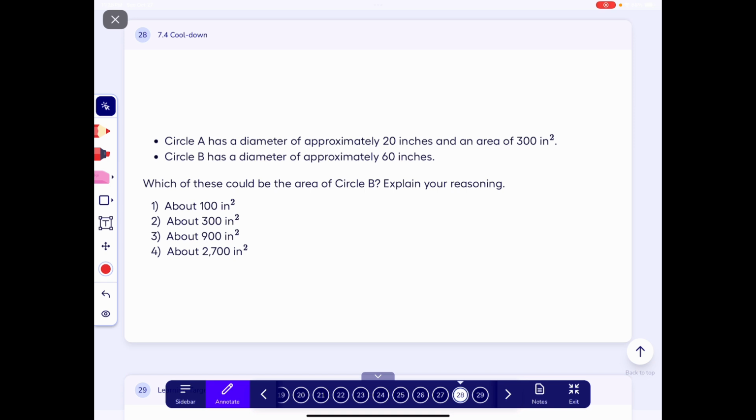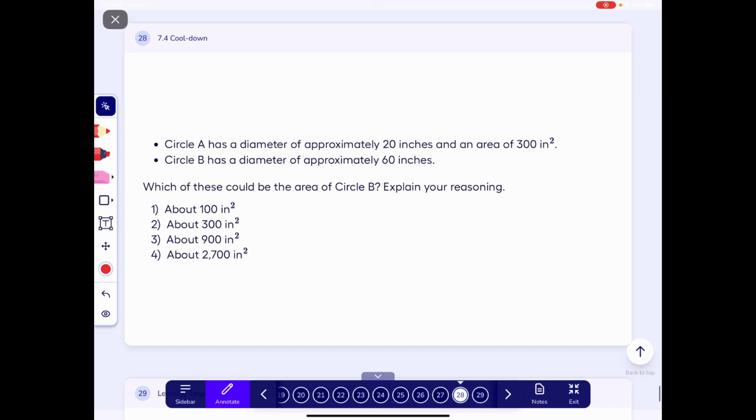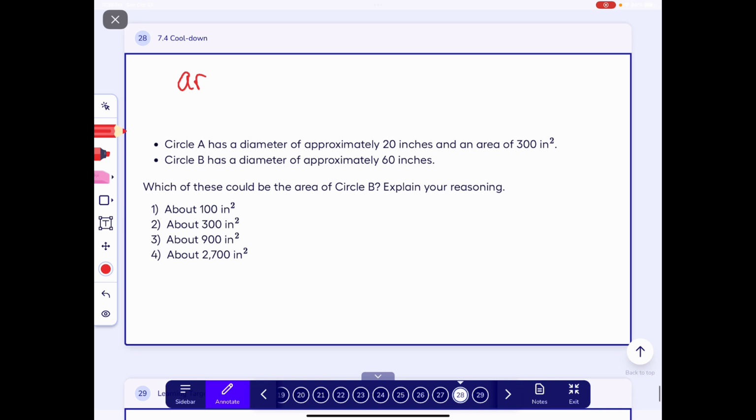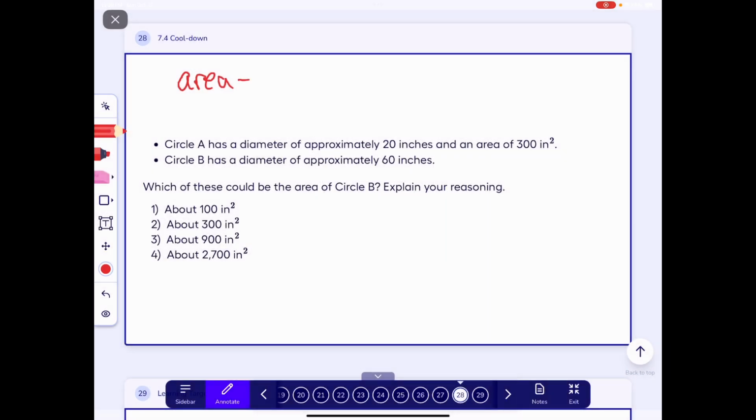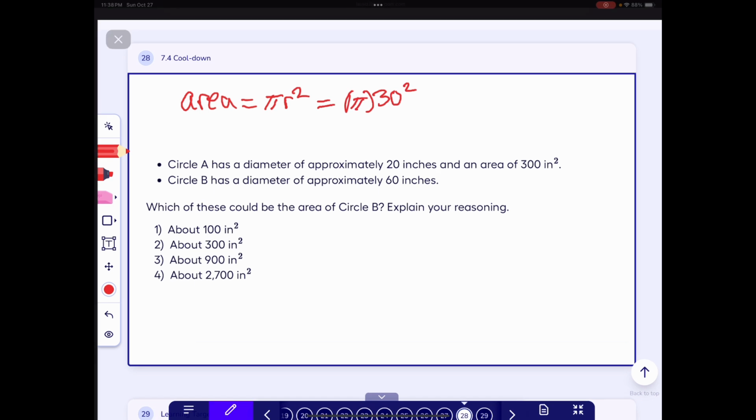that the area equals pi r squared. And in this case, the radius is half the diameter. The diameter is 60 inches, so the radius is 30 inches. And area is pi times 30 inches squared.